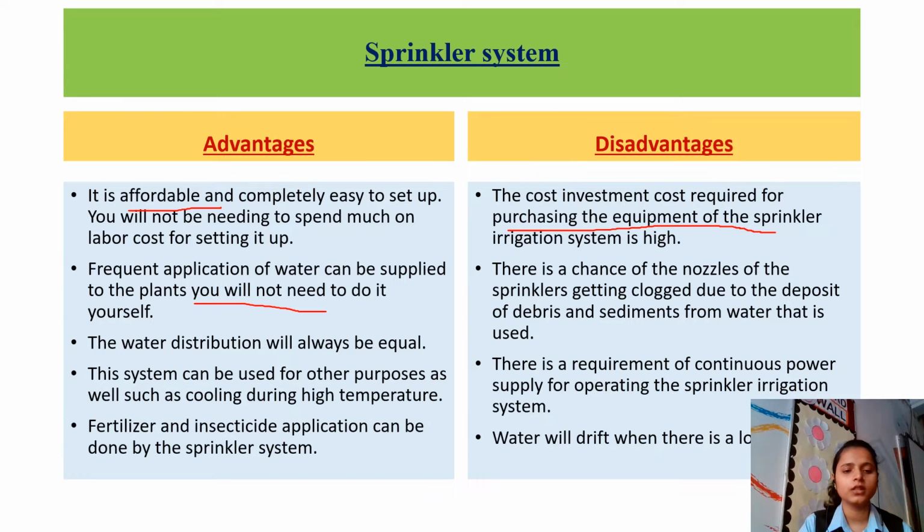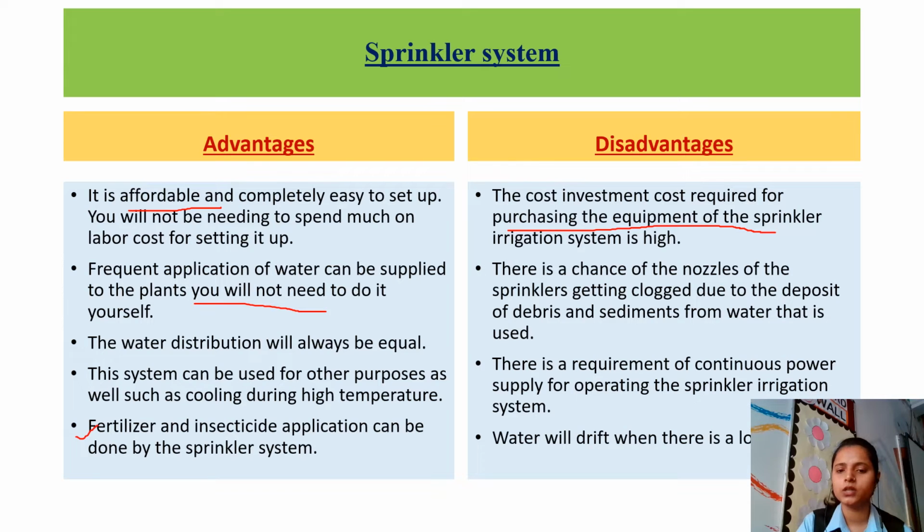The next point is that the water distribution will always be equal. There will be equal distribution of water. And the next point is that the system can be used for other purposes as well, such as cooling during high temperature. So the system works when we need a cooling environment for the crops. Now the next point is that fertilizer and insecticide application can be done by the sprinkler system. With the help of this sprinkler system, we can apply fertilizers, insecticides and weedicides as well. Now the disadvantages.